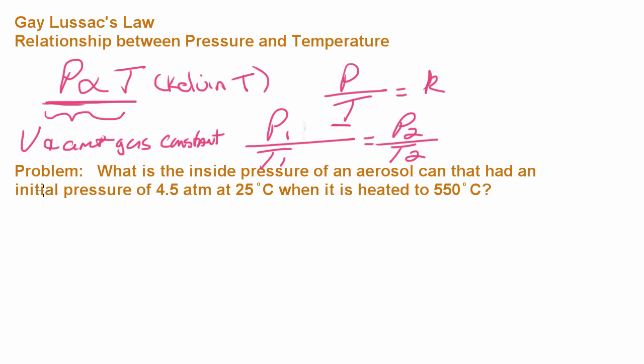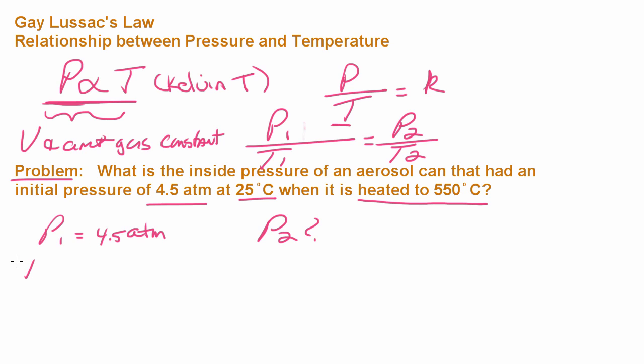So let's take a look at a little problem here. What is the inside pressure of an aerosol can that had an initial pressure of 4.5 atmospheres at 25 degrees Celsius, and it is heated to 550 degrees Celsius? Obviously the volume of the can is constant, as is the amount of gas. So we have an initial pressure, P1 is 4.5 atmospheres, and we're asking what is P2.